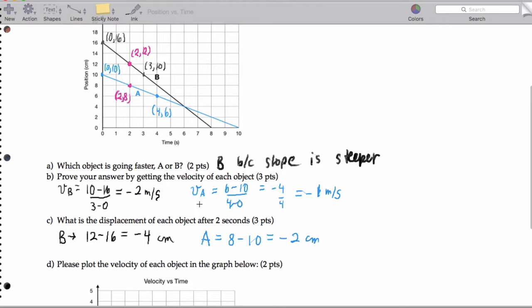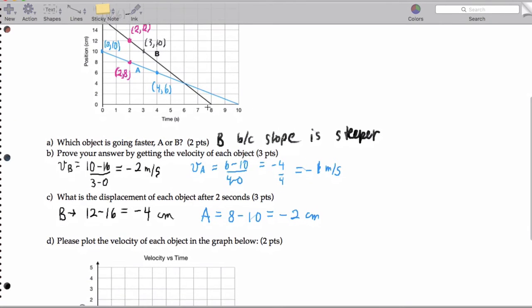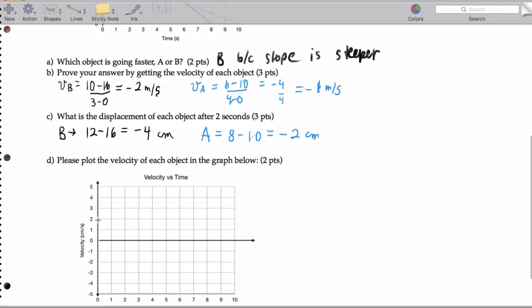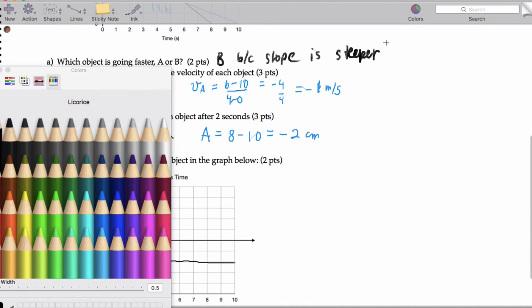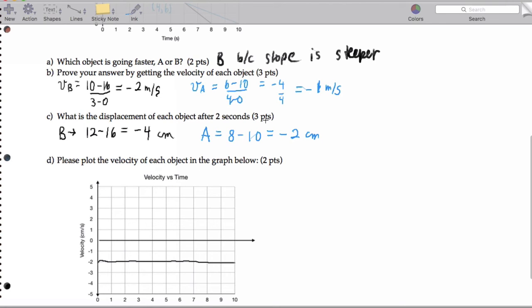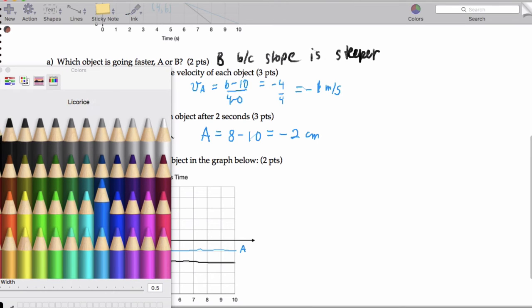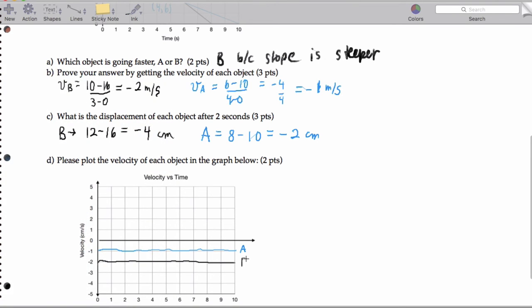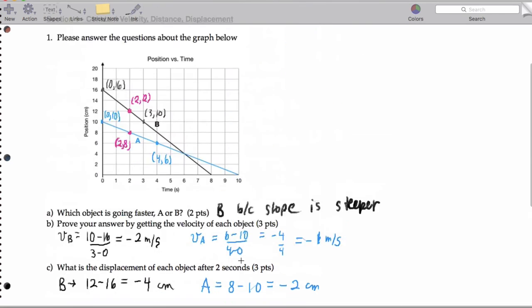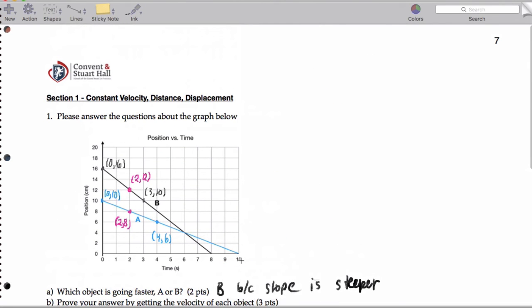All right, now it says, please plot the velocity of each object in the graph below. Let's go ahead and do that now. So the velocity of object B is going to be -2, sorry about that. Because the slope is the velocity, we just plot a flat line that represents the slope. And then for object A, the slope is -1, so that means the velocity is -1. So that's what we plot right there. Excellent. So that is problem number 1. We'll do problem number 2 in the next video.